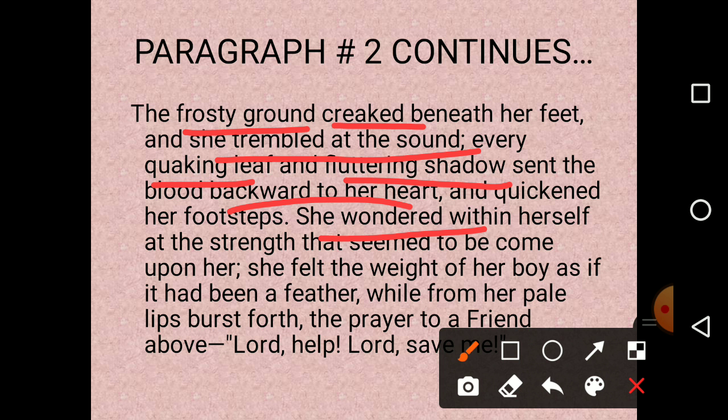She wondered within herself at the strength that seemed to be coming upon her. Means she was also surprised at how strong she had become at that time. She was not only walking with the child in her arms, but also walking very fast. She felt the weight of her boy as if it had been a feather. She could not feel the weight of her child. It was just like a feather to her.